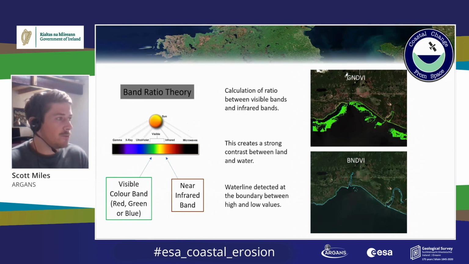colors. So for example, on the image on the right, we can see that when we use a green color band and a near infrared band, we get a lot of noise out to sea. And when we use a blue band and the near infrared band, we lose this noise and we get a very clean waterline. So each area needs some testing, as every area that we look at is slightly different and will give different results.